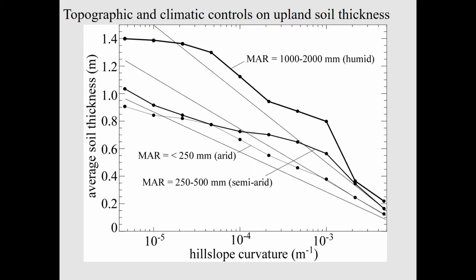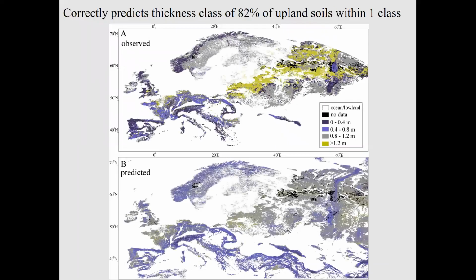So if you're in a more arid climate, you typically have a thinner soil, all else being equal, compared to a wetter climate. So this kind of data was used as input to a global map, again at 90-meter resolution, that predicted soil thickness across the globe. In this particular analysis, that calibration was based on US data, and it was validated to data from Europe. So there was no overlap whatsoever between the calibration data and the validation data.